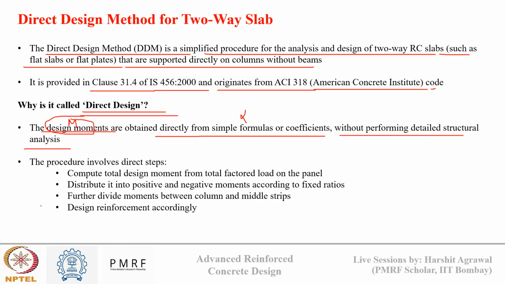The entire design procedure is divided into four simple steps. First we compute the total design moment from the factored load on the panel. Once we know the total design moment, we distribute it as positive and negative moment according to some fixed ratio. We further divide this moment between column and middle strips. So we do longitudinal distribution of moment and transverse distribution of moment. Once we know the moment in each section of a slab-column junction, we do the reinforcement design.